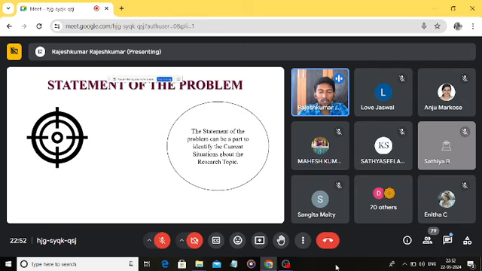Why are we using the statement of the problem? We have to know the issues and current problems in the research of our title.